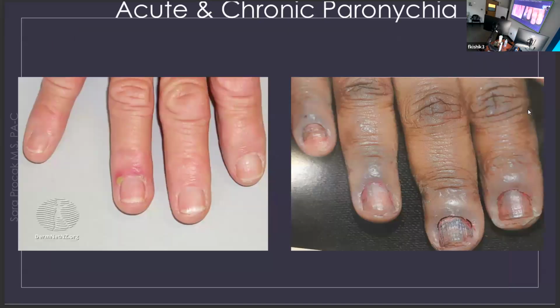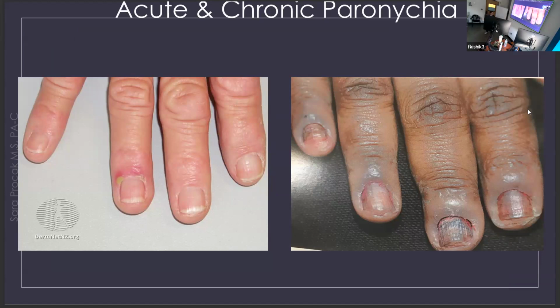Okay. Acute and chronic paronychia. So we'll talk about them separately and then together. First, we'll talk about acute paronychia. Actually, I should say paronychia in general is going to be either due to inflammation or infection. For acute paronychia, it's going to be both, but mostly due to infection.